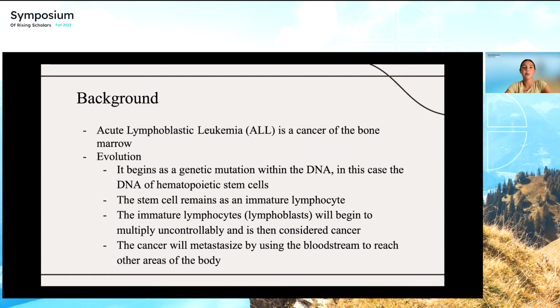So acute lymphoblastic leukemia, also known as ALL, is a cancer of the bone marrow. Like all cancers, it begins as a genetic mutation within the DNA. In this case, this is the DNA of hematopoietic stem cells. This genetic mutation causes the stem cells to remain as an immature lymphocyte. These immature lymphocytes, also known as lymphoblasts, will begin to multiply uncontrollably and are then considered cancerous. The cancer will then metastasize by using the bloodstream to reach other areas of the body.